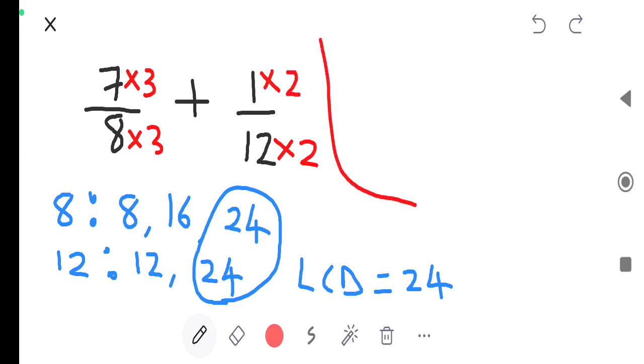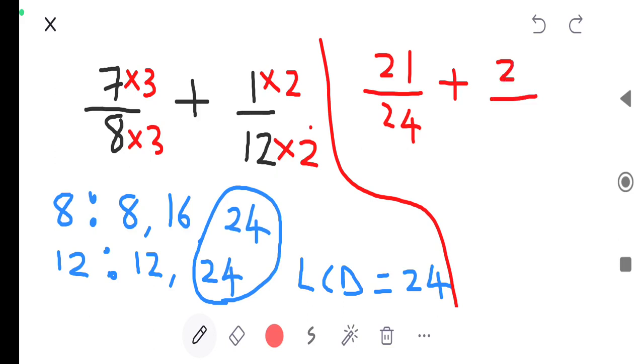Now let's multiply. 7 times 3 is what? 21. Over 8 times 3 is what? 24. Plus 1 times 2, you have 2. Over 12 times 2, you have 24. Then you add the numerators together. 21 plus 2, that will give you what? 23. Over, then you write only one denominator, which is 24.